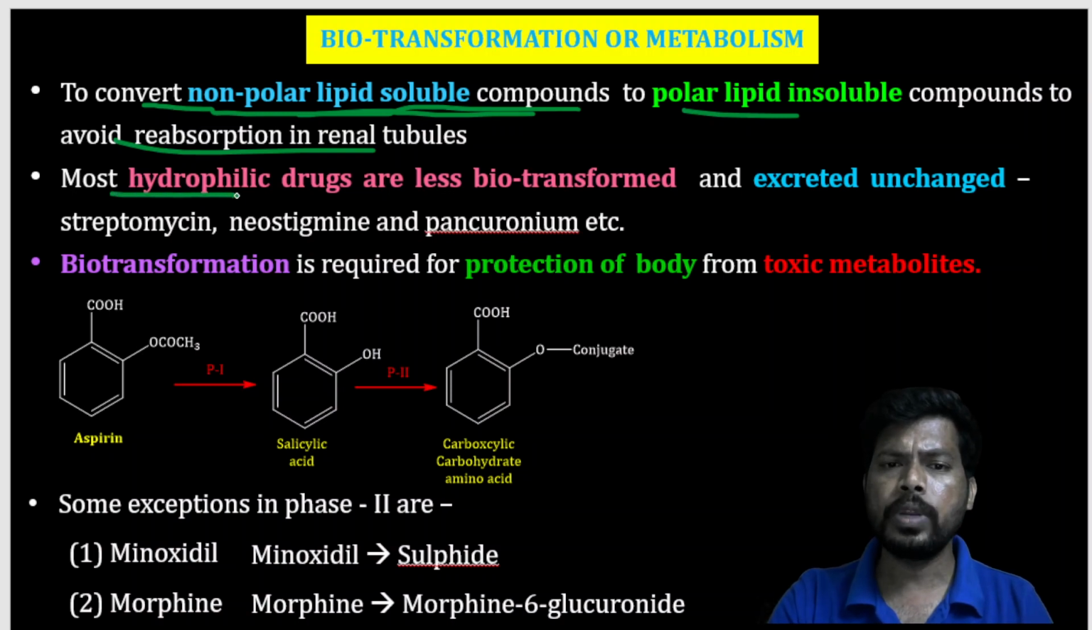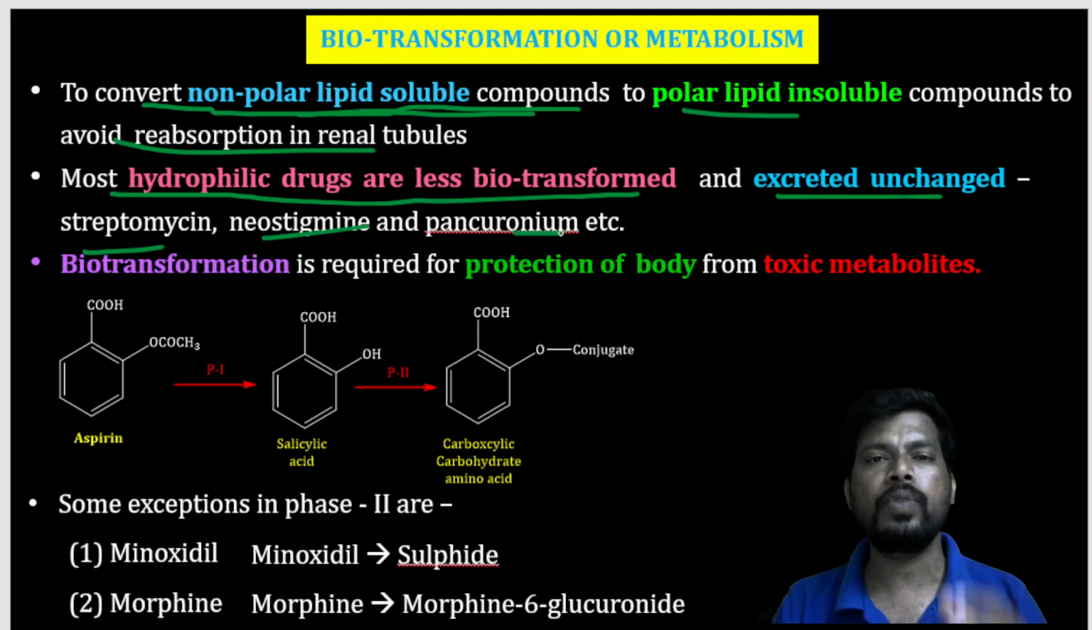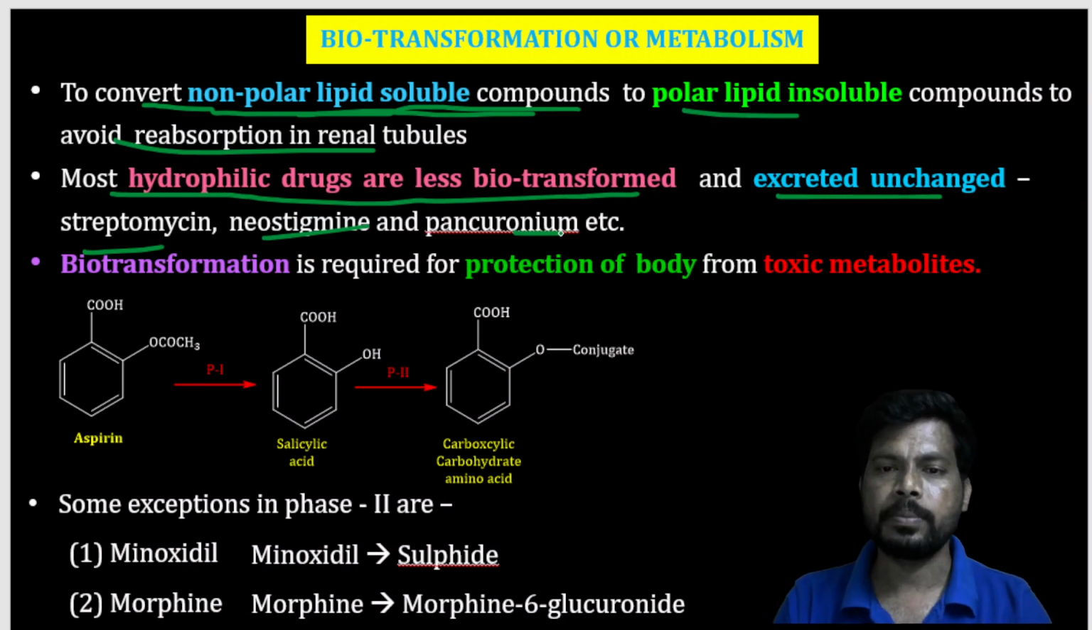Most hydrophilic drugs are less biotransformed and excreted unchanged. Examples are streptomycin, neostigmine, pancuronium. These are the drugs having hydrophilic nature. These hydrophilic drugs are eliminated unchanged through the urine.